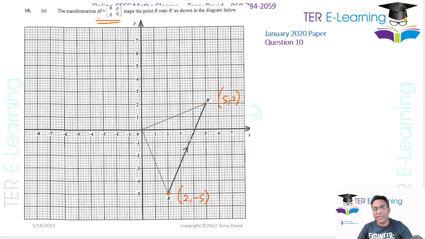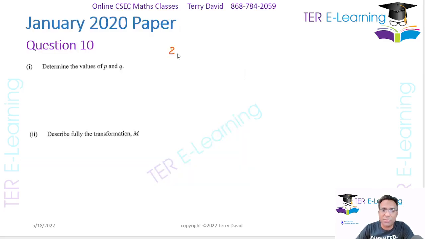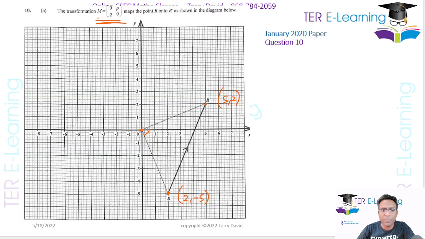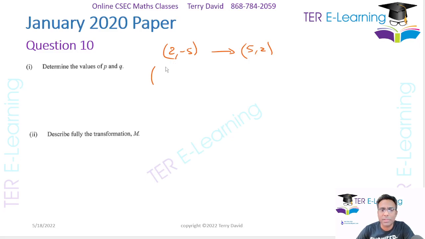Now, how they've drawn this diagram here, normally we would have said this is a translation, but the way they've drawn it, and they've given us a matrix here, we can clearly see that you are rotating this point R about the origin anti-clockwise by 90 degrees, right? So the point (2, -5) is being mapped onto (5, 2). So what's happening here is that you're taking the matrix 0 P Q 0, and if we multiply it by the coordinate of my starting point, (2, -5), I know that I'm getting (5, 2) as my answer. So we can multiply this matrix and solve this.